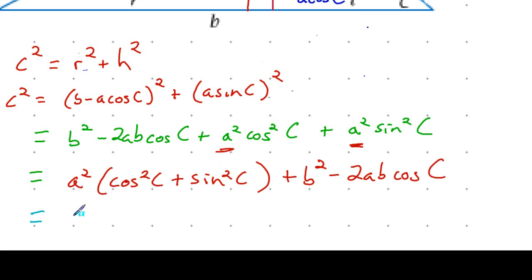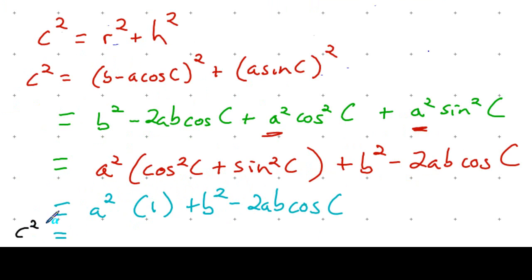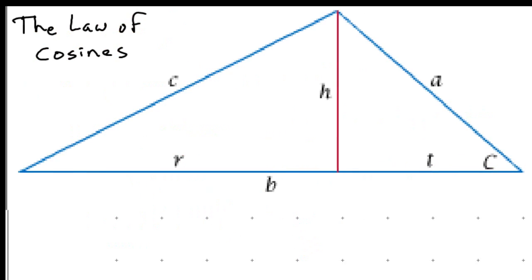And as we remember from previous sections, cosine squared c plus sine squared c is nothing more than a value of 1, plus b squared minus 2ab cosine of c. So my final answer looks like this: c squared is equal to a squared plus b squared minus 2ab cosine of c. That helps me find the length c of my triangle. And this is called the law of cosines.